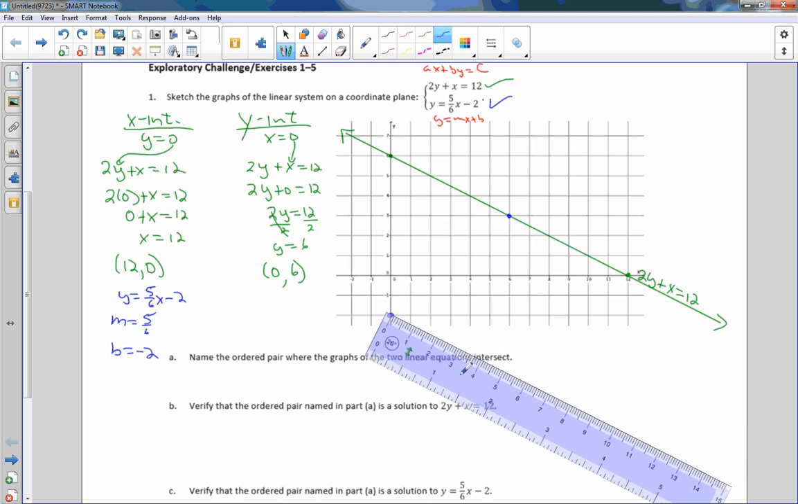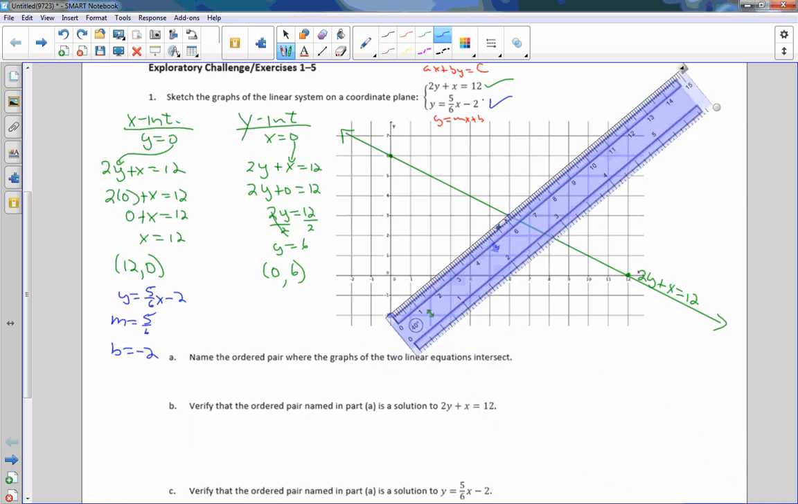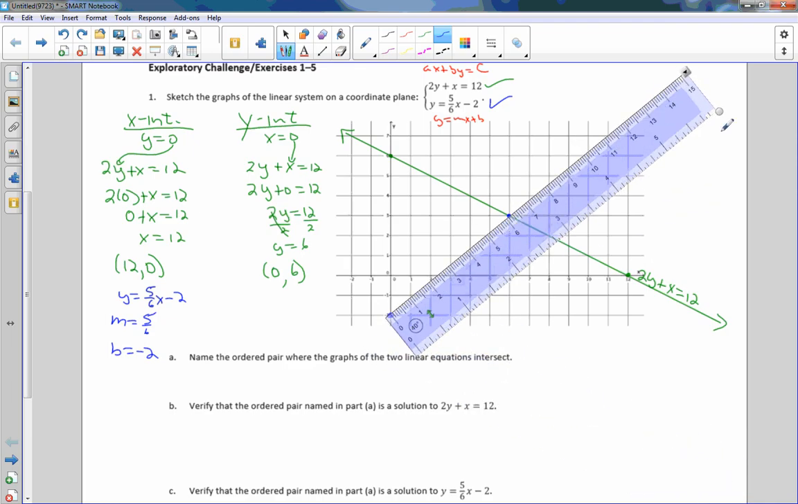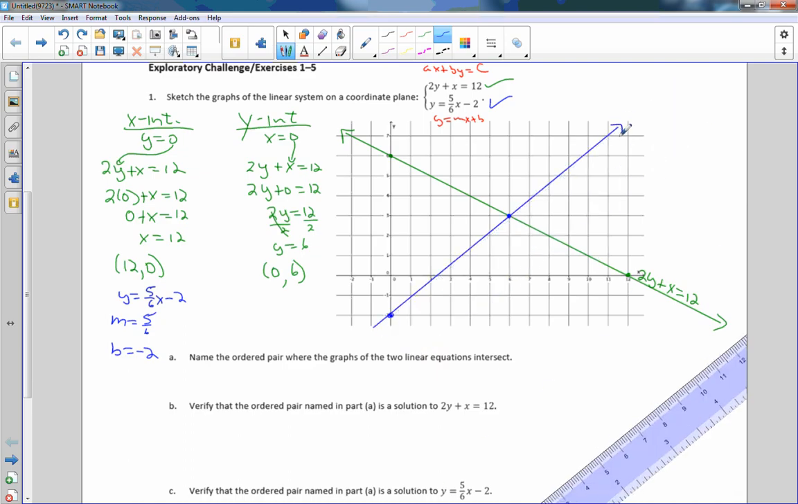I'm going to put my ruler here, rotate it, make sure it's nice and accurate, draw a line through, and now I'm going to label this as y equals 5 over 6 x minus 2. The point of intersection is right there. That is the point 6, comma 3. So here it says name the ordered pair where the graphs of the two linear equations intersect, and it is the point 6, comma 3.